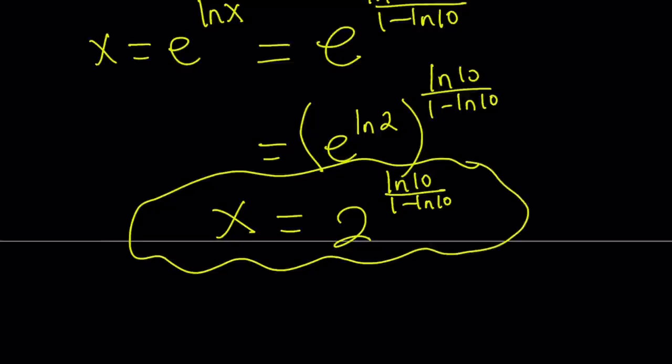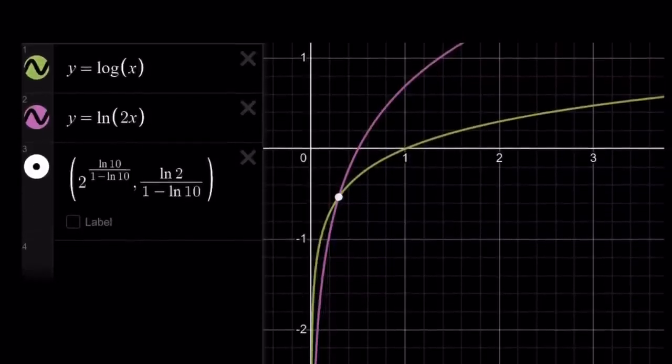Now let's take a look at the graph. Would you like to see how that works? Let's take a look. I graphed both of these functions for you, y equals log x and y equals ln 2x. Notice that they behave in a similar fashion as x approaches 0 from the right, but as x gets bigger and bigger, they spread out. And of course, somewhere in the middle, they intersect. Notice that the x-coordinate is positive, but the y-coordinate is negative, right?